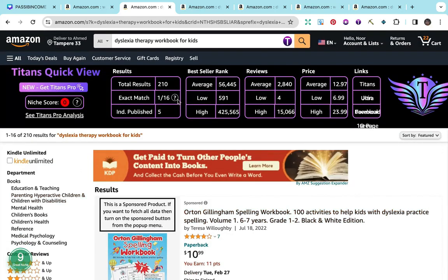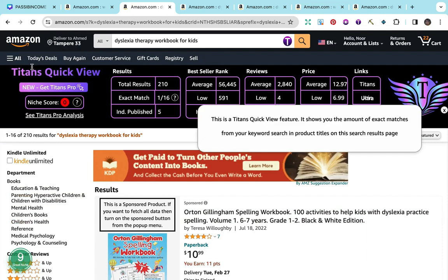the keyword niche score on whatever scales it is, whether it's Titans or whether it's Amazon's Canva Pro giving you the keyword niche score, total results under 1,000, bestseller rank under 300,000. These are good metrics to take into account if we come through a profitable niche.